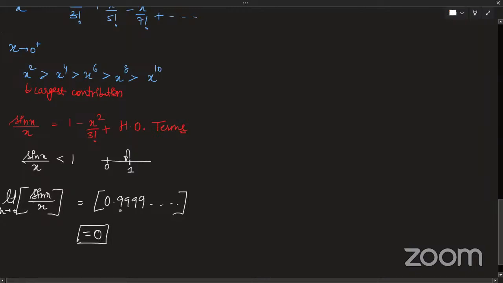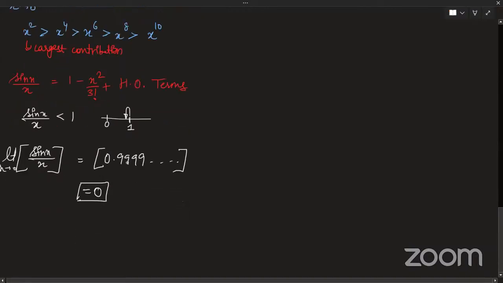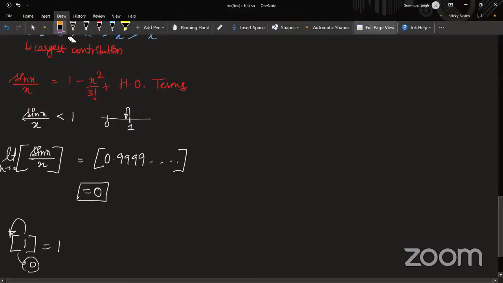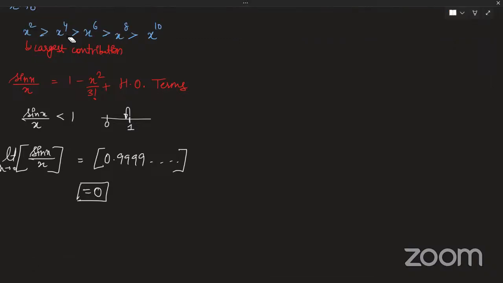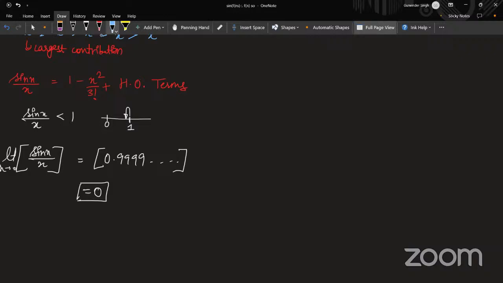For the ones who don't know the greatest integer function, you can see the relations and functions chapter, where I have taught it clearly. Just remember, if I'm talking about the exact value 1, this will turn out to be 1. If it grows just a little bit lesser than 1, it will bring it to 0. That is how it works. Fine. So you should know the greatest integer function.